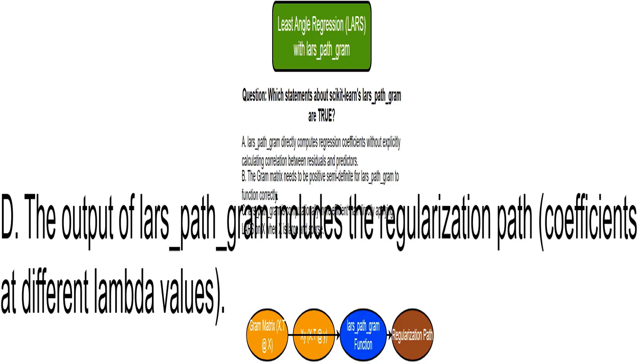This is another key input for lars_path_gram. It's the matrix product of the transpose of the design matrix, X, and the target variable vector, Y. It essentially summarizes how your predictors relate to your target. The formula XᵀY represents matrix multiplication.